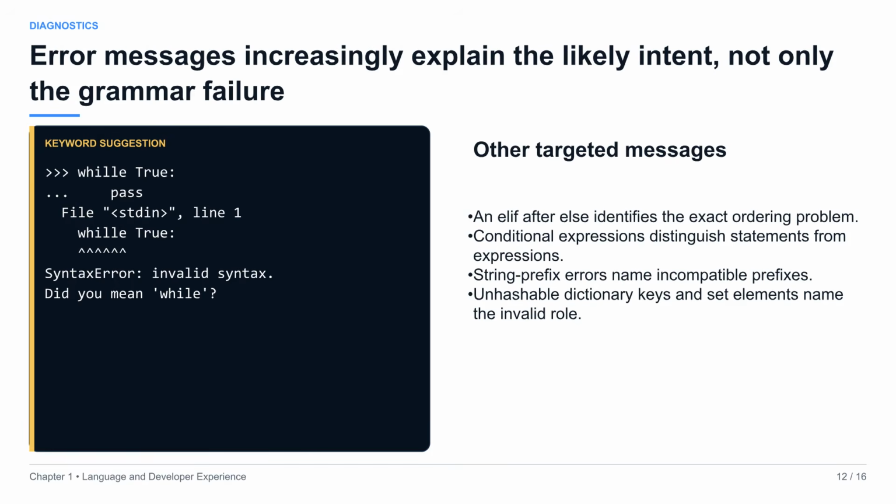Python's parser now recognizes more common intent patterns. A keyword typo can suggest the intended keyword, an elif after else receives a specific ordering message, and invalid statement placement in a conditional expression highlights the actual requirement. Type errors for unhashable values also explain whether the object was being used as a dictionary key or set element. These messages are especially helpful to learners, but experienced developers benefit as well because diagnosis begins closer to the cause. Tooling that snapshots exact error text should avoid brittle full-string assertions when a stable exception type and a focused substring are sufficient.